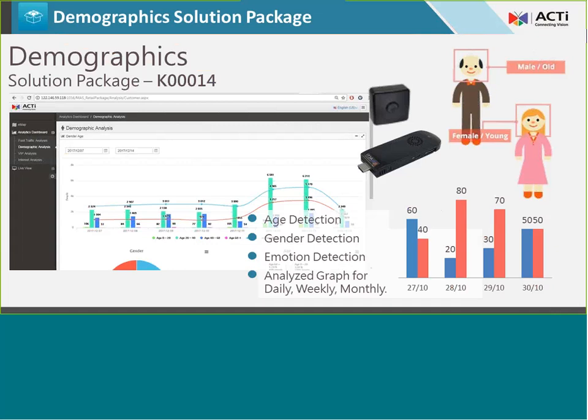The second part is the demographic analytics. This is also very popular in Asia, but I know probably in Europe, I'm not sure if the privacy issue is still a main thing there. But actually, for the demographic data, we save only the data in text, not any pictures. So this shouldn't be an issue, okay?